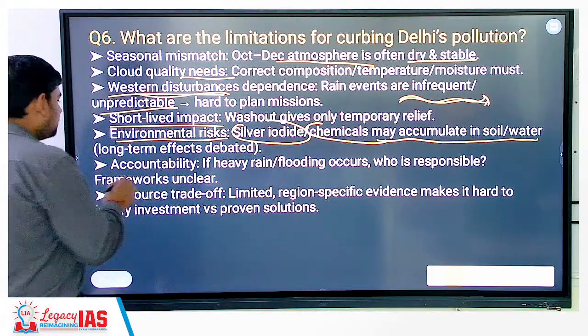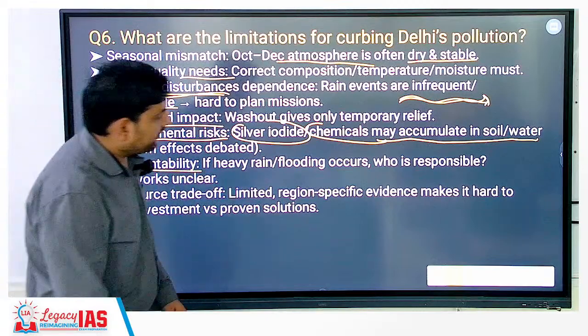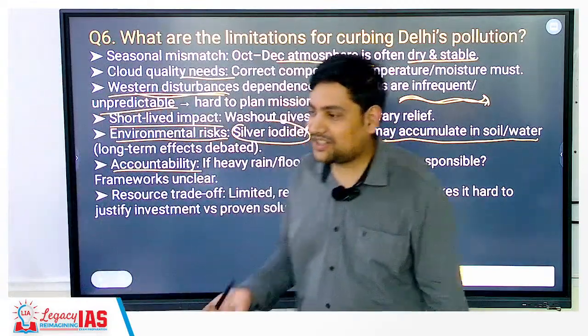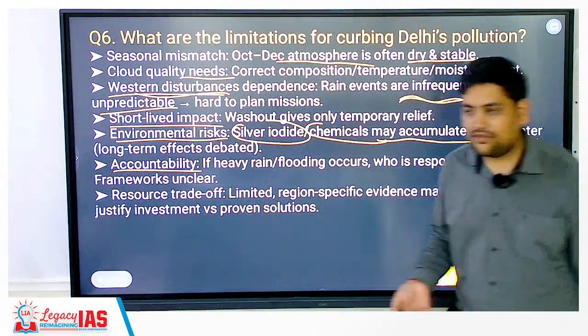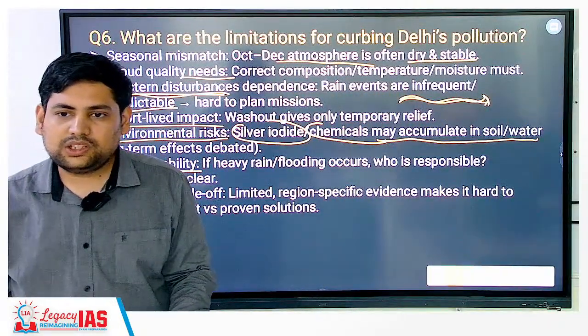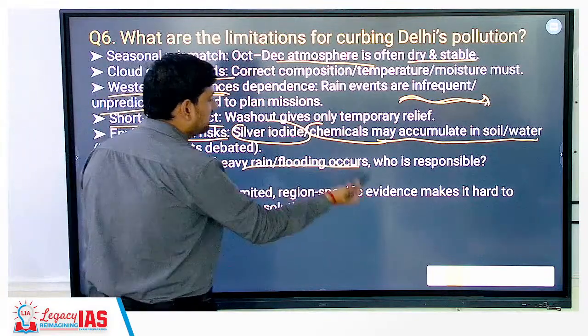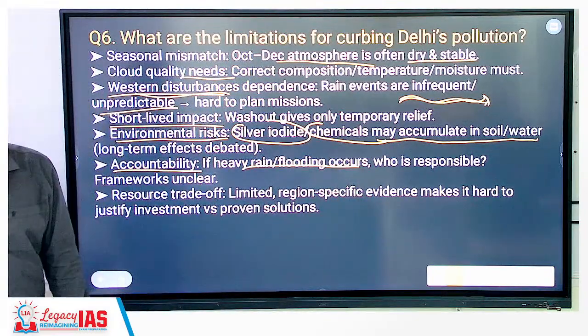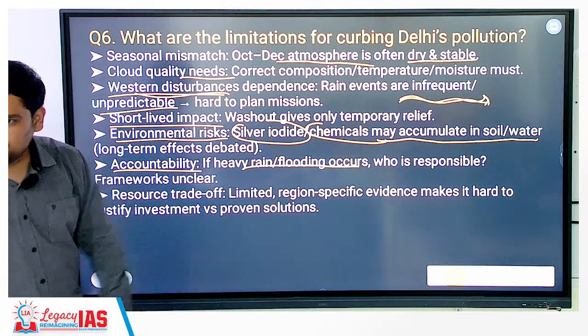Then accountability. If they did this cloud seeding and let's say very heavy rainfall takes place, who will take the responsibility if there is a flash flood or anything? Responsibility frameworks, nothing is being designed.